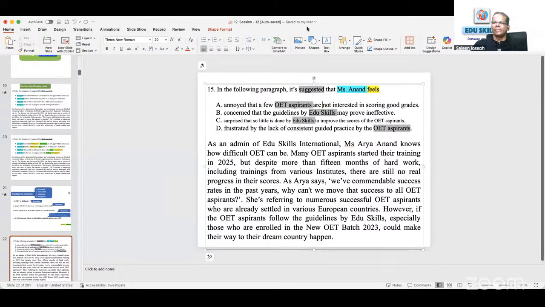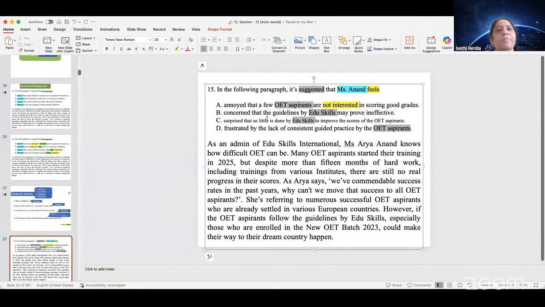Improve. Ineffective. Prove, ineffective. Not interested. These are the words you can highlight for your understanding. They may not be exactly these, but we are showing a model of how to do it. Yes. Second one.